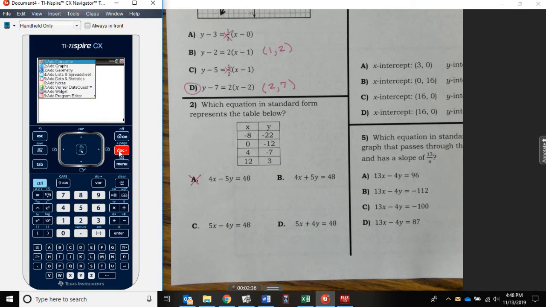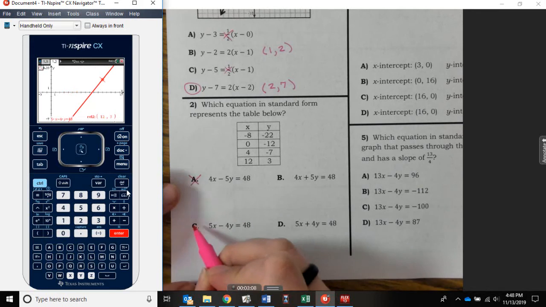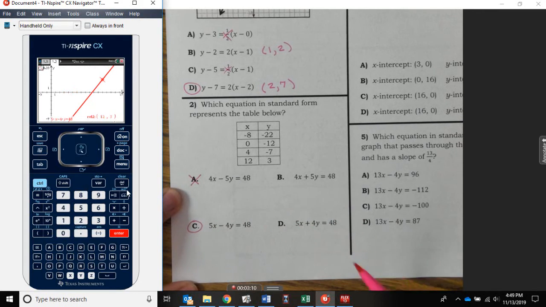So I'm going to go to a new graph page, pick a relation, and type in 5x minus 4y equals 48. And again, I'm going to do menu 5, 1 and type in -8 to see if I get -22. And I do, which means I don't stop there. Then type in 0 and I get -12. 4 gives me -7 and 12 gives me 3. So C is my answer. So that's how you use the calculator.